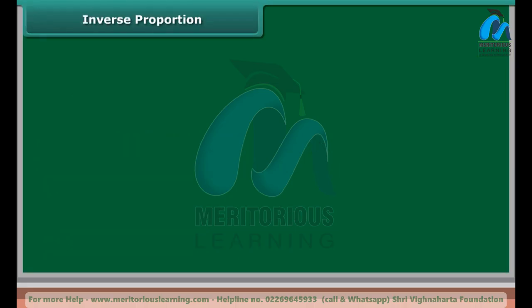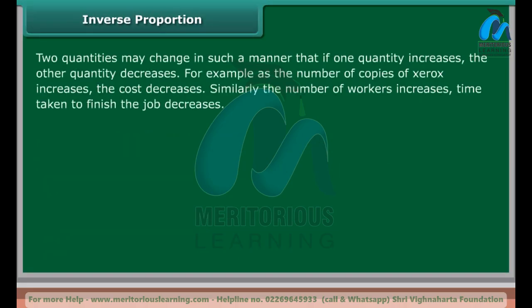Inverse proportion. Two quantities may change in such a manner that if one quantity increases, the other quantity decreases. For example, as the number of Xerox copies increases, the cost per copy decreases. Similarly, as the number of workers increases, the time taken to finish the job decreases.